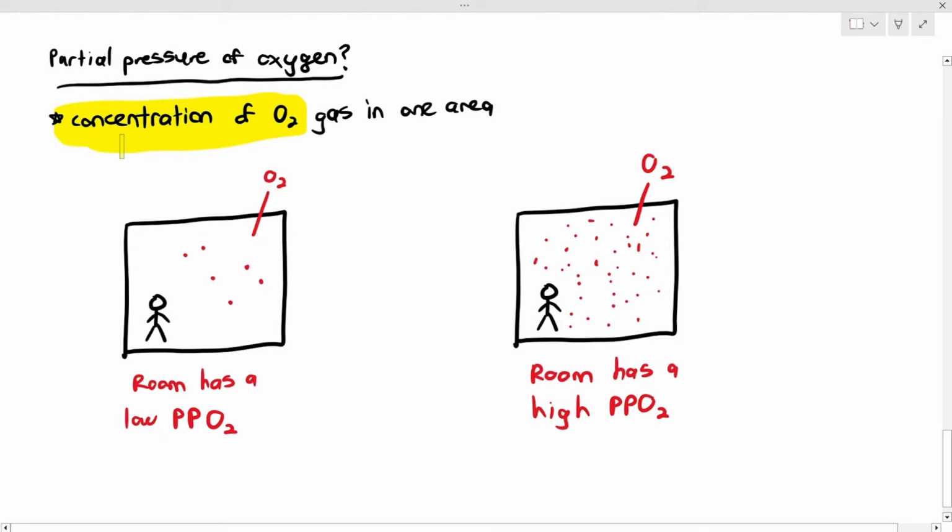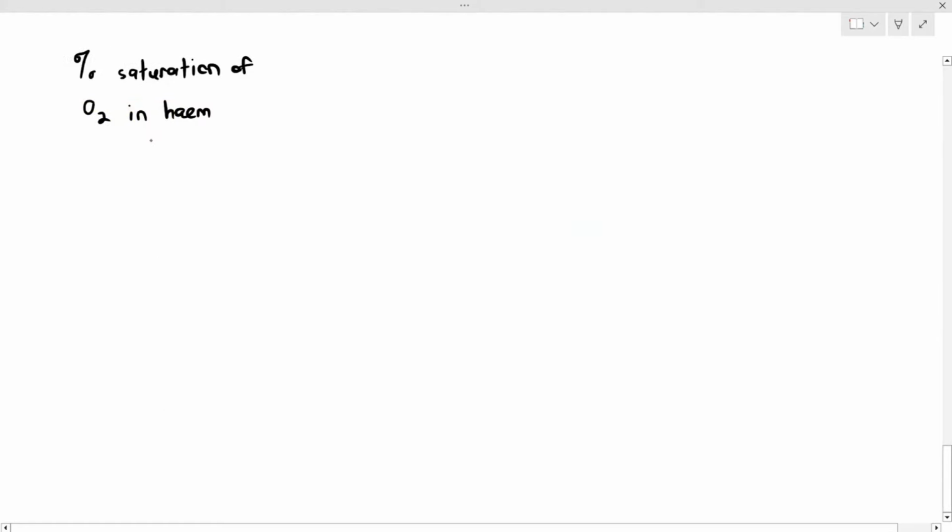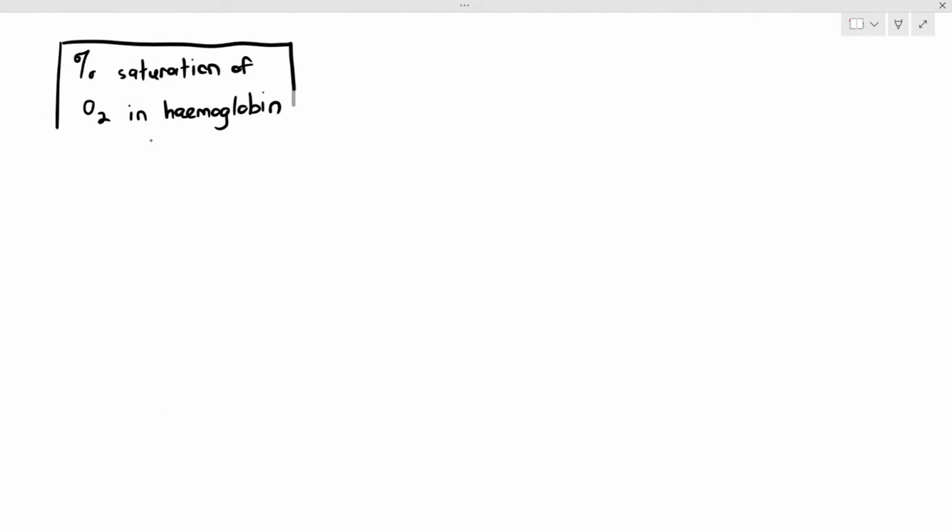That's it. So some students will ask, can I use the word concentration of oxygen instead of partial pressure? You can, but just be aware that in the exam, they will use the word partial pressure. When you're talking about gases, it's always better to use the word partial pressure instead of concentration. When you're talking about solutions, however, then we use the word concentration. That's the difference.